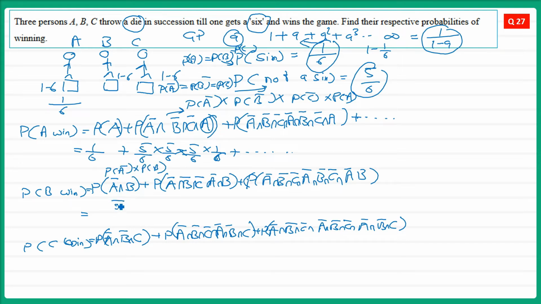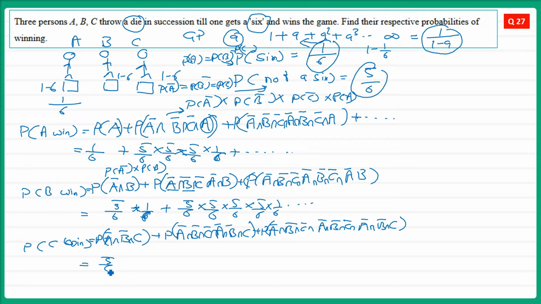Now here P(A bar) multiplied by P(B) for the first one. So 5 by 6 multiplied by 1 by 6. This is the first term. The second term is A bar, B bar, C bar, A bar, so 5 by 6 four times followed by a B. The four times 5 by 6 we are going to multiply, followed by a B, which is 1 by 6. Let me reiterate, wherever A, B, C comes, 1 by 6. Wherever A bar, B bar, C bar comes, it's 5 by 6. That's what you have to do.